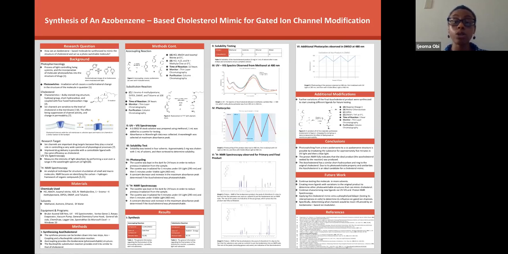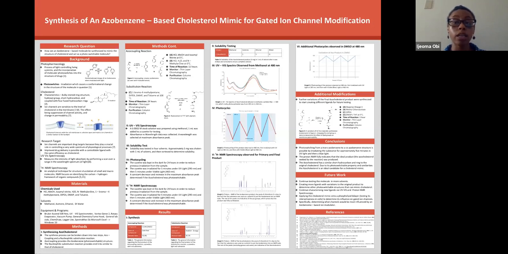So what can be concluded from this research is that photo switching the azobenzene is possible simply with UV light and visible blue light. The proton NMR fully shows that this azocholesterol mimic is possible and has been produced. And the azocholesterol is a mimic of cholesterol with similar functional groups.